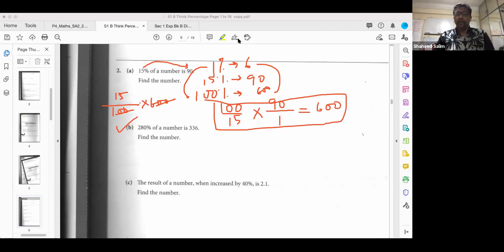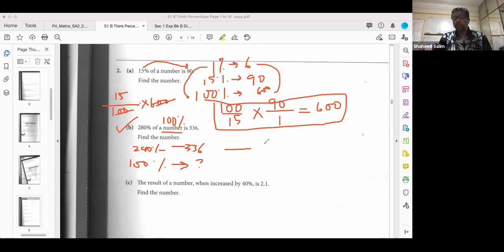So we have to identify first what is what. The number is 100%. The number is 100%. So I write down the 280% is 336. 100%, we don't know. We want to find 100%. 100% is a number. How much? So we can use this method straight. Put 1 here. What do you want to find? You want to find 100%. If on top is percent, make bottom be percent. Bottom 280, 336. So what do we have?